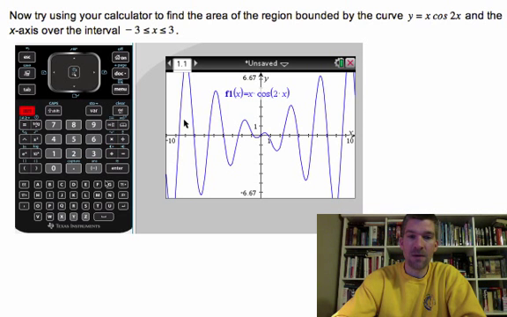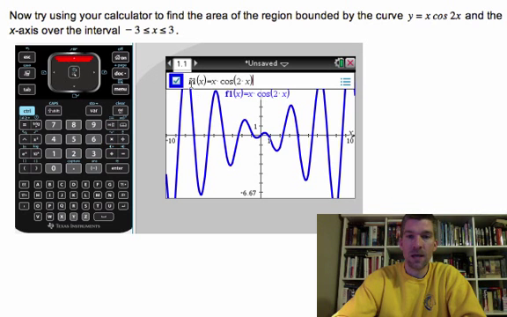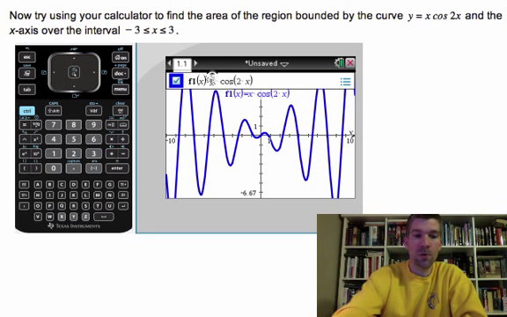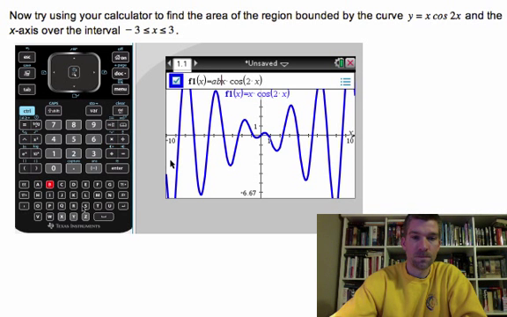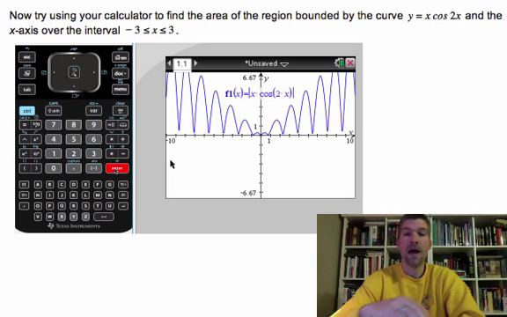So I'm just going to come back to my function. If you hit Control G, you can come back in here to your function. And what I'm going to do is put in ABS, which means absolute value. And then I'm going to do a parenthesis right here and watch my graph change. Boom. Now everything's above the x-axis.